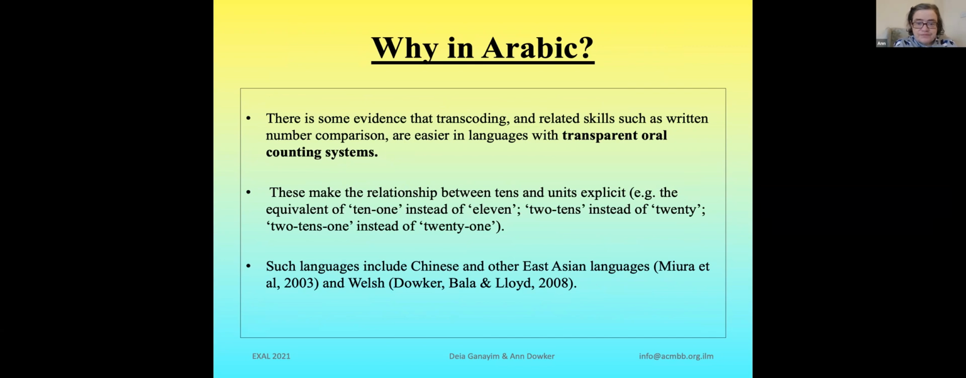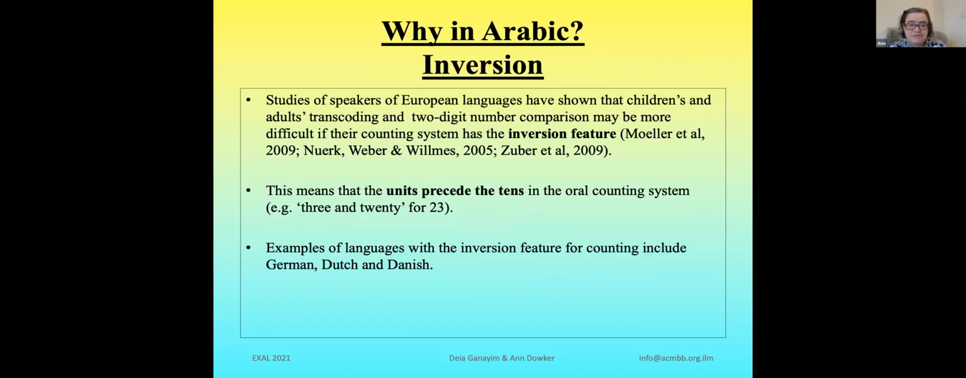There is some evidence that transcoding and related skills, such as written number comparison, are easier in languages with transparent oral counting systems. These make the relationship between tens and units explicit, so the equivalent of ten-one instead of eleven, two tens instead of twenty, two tens one instead of twenty-one, etc. And such languages include Chinese and other East Asian languages and Welsh. Next slide, please.